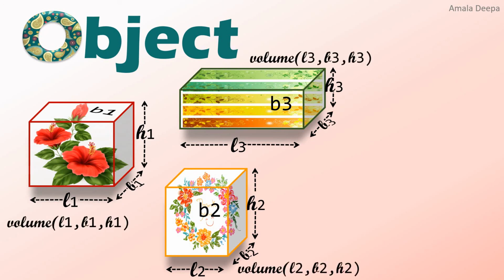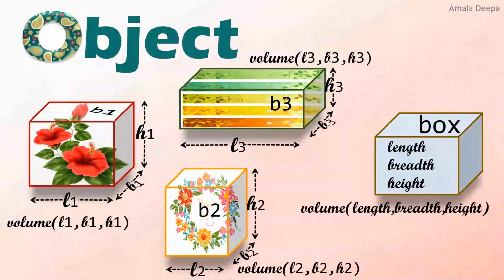If I had to work with only one object B1, I had to define only 3 variables L1, B1, H1. But with more number of similar objects, more number of variables need to be handled. This makes programming difficult. In order to simplify things, I can create one object called box, which has 3 attributes, length, breadth, and height, and a function volume to calculate its volume.